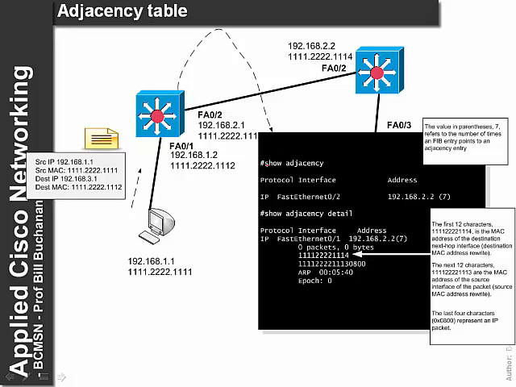When we look at the adjacency table for this example, we can see here that the adjacency interface, in this case, is 2.2 on FastEthernet 0/2. And then when we look at the detail, we can actually see the MAC address of the nodes which are adjacent. The value of 7 here refers to the number of times that an FIB entry points to an adjacency entry. In this case also, the 0800 identifies that it's an IP packet.